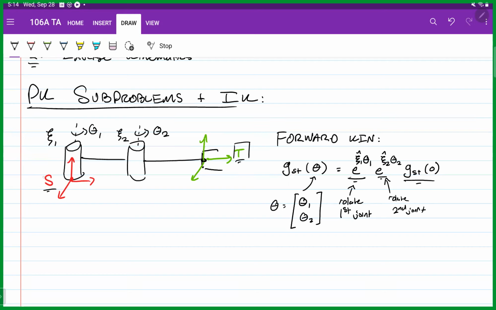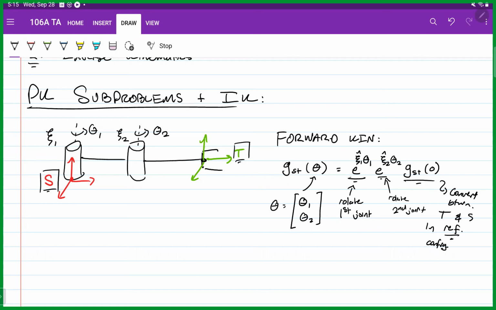frame over here to our spatial frame when all of our angles were still 0, right? When we were just in this normal reference configuration, we were like, hey, how do we get from T back to S? We use this gst of 0. Okay, so convert between T and S in the reference configuration. Okay, so the reference configuration is just when all of these angles are equal to 0.